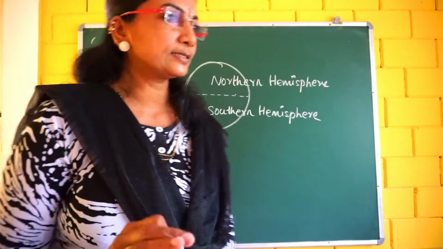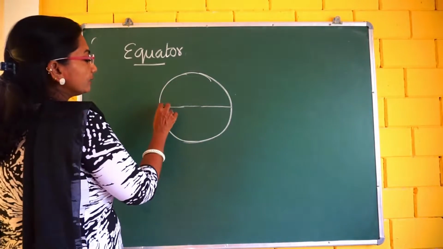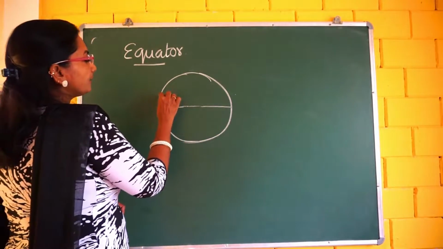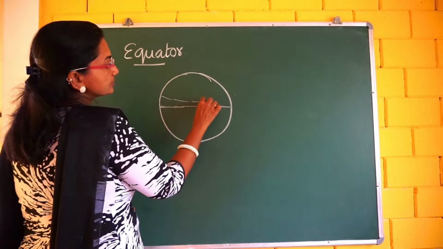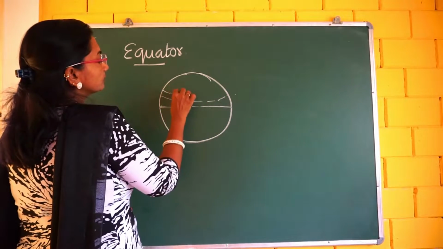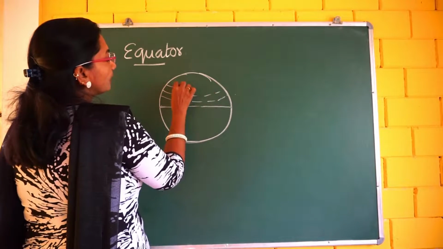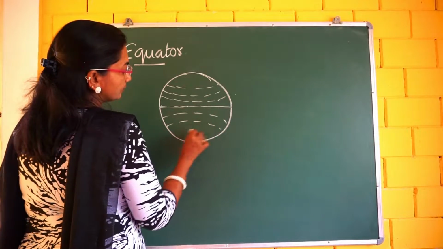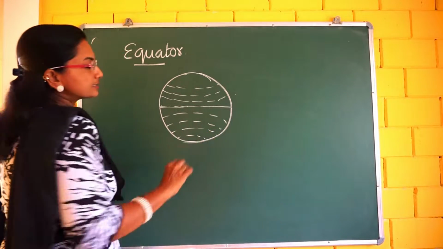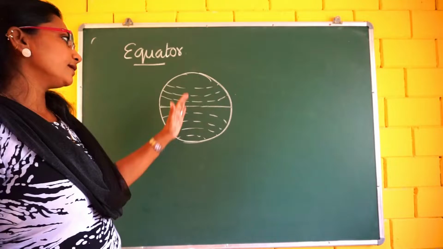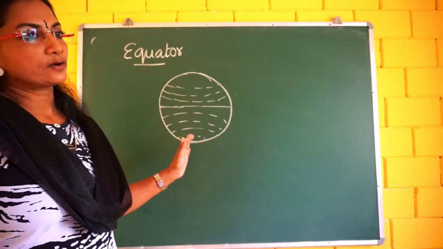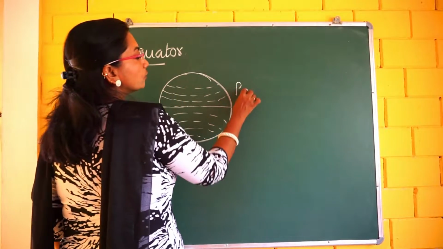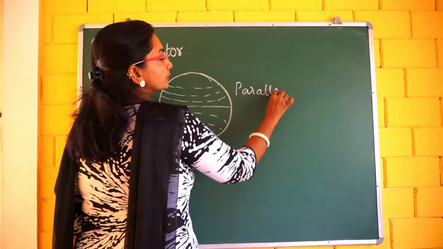Got it, children? Another thing is that not only the equator is there. I told you the equator is an imaginary line. Like that, many parallels are passing through the northern hemisphere and the southern hemisphere. Many imaginary lines are passing like this, and these imaginary lines are called the parallels of latitudes.